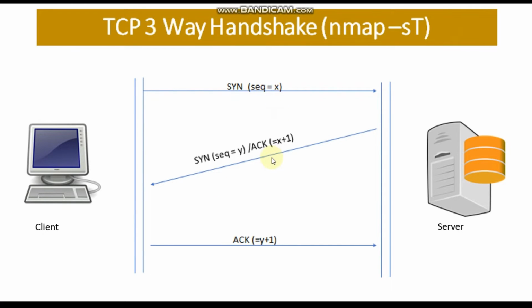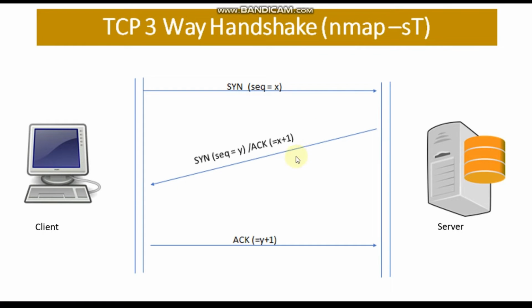So here a full connection is established. The server knows the client wants to communicate with the server, and the client knows that the server wants to communicate with him. So both know that they want to communicate with each other. So they shake their hands. This is called the TCP three-way handshake, and it's a full connection.